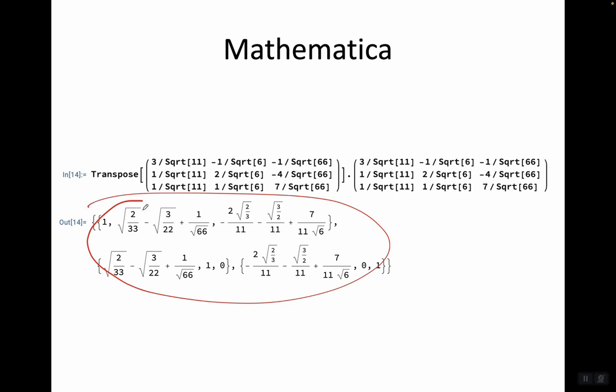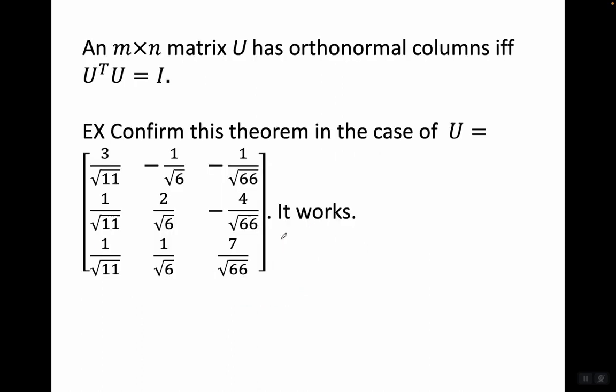But it turns out that this second component is 0. This component is 0. This is 0. And this is 0. So we do get (1, 0, 0), (0, 1, 0), (0, 0, 1). So it really does turn out to be the identity matrix. So again, an m by n matrix has orthonormal columns if and only if U transpose U is the identity. I confirmed this in the case of this matrix U. It works. That's great.